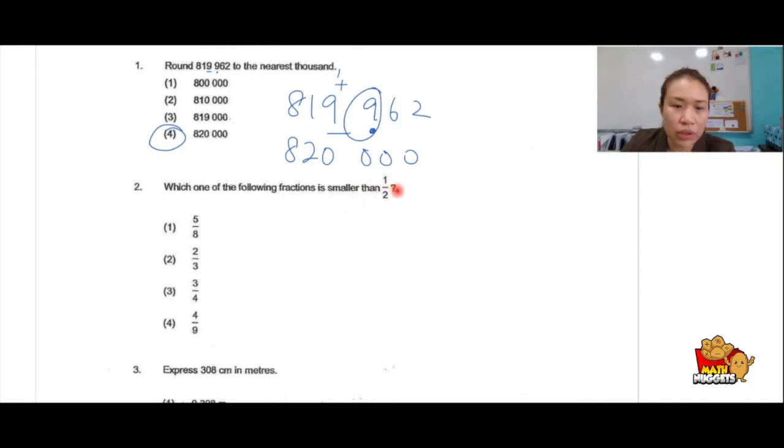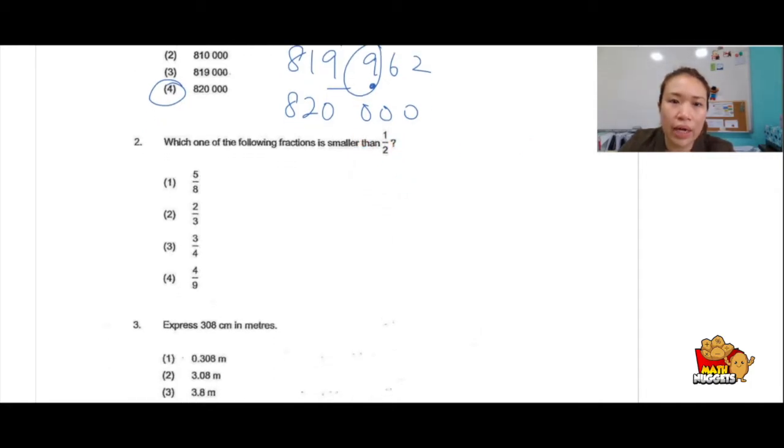Question 2. Which one of the following fractions is smaller than half? Now if you want to compare fractions, generally we want to make them either the same denominator or the same numerator. But in this case, it's quite difficult to change every single one to the same numerator or denominator. So what I suggest is we can compare one by one.